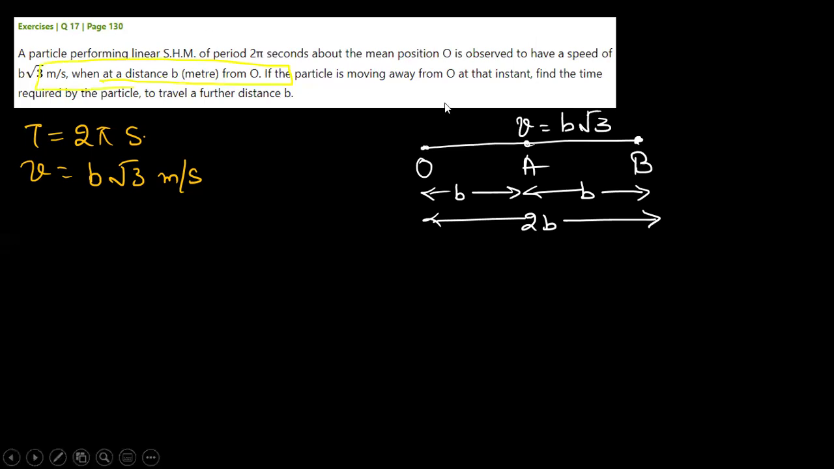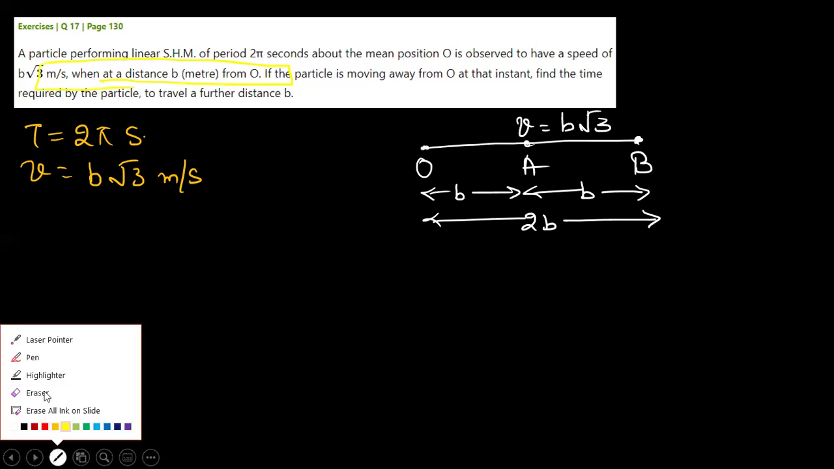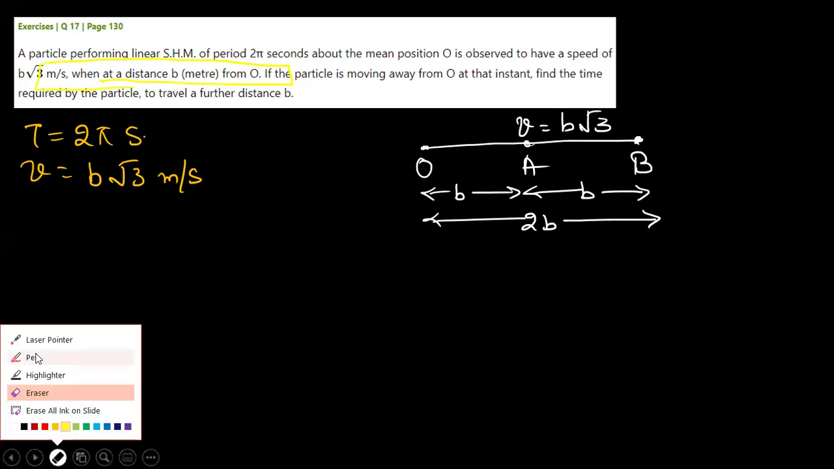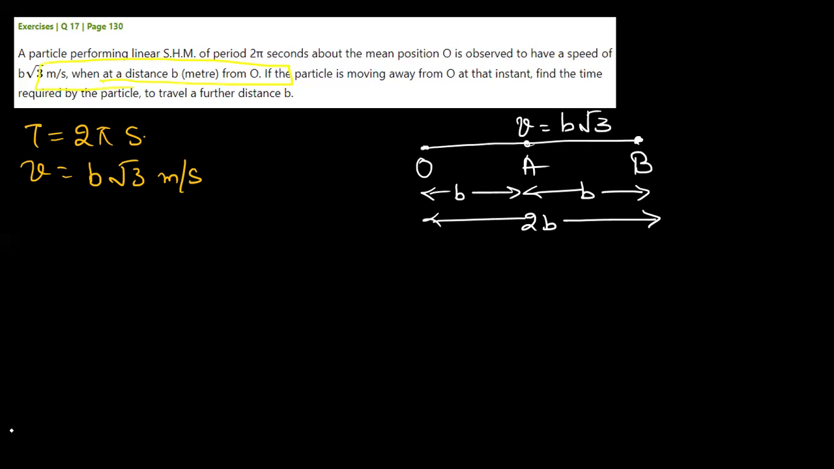Now, if the particle is moving away from O at that instant, find the time required by the particle to travel a further distance b. That means from the distance at A, we have to take a further distance b. That's why I have taken two distances. A further distance b beyond A. If you consider one more b distance, it will be point B. So what is the time required to reach point B?